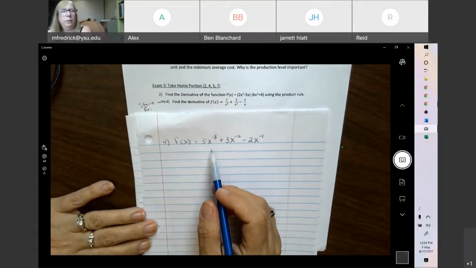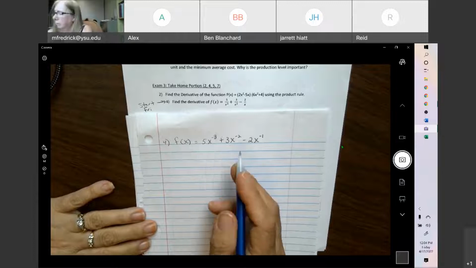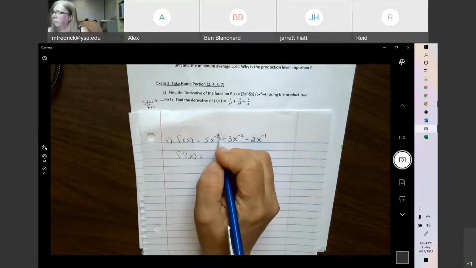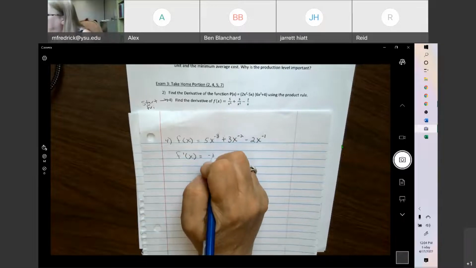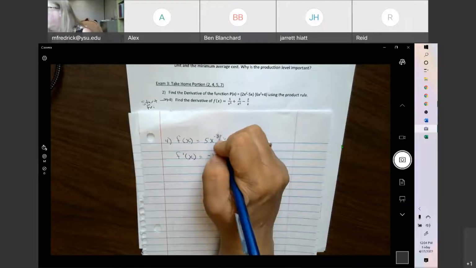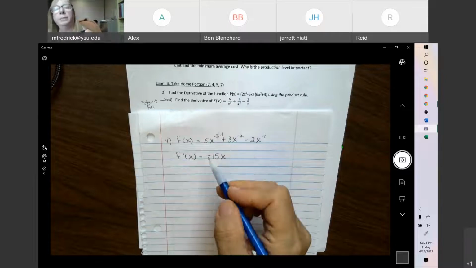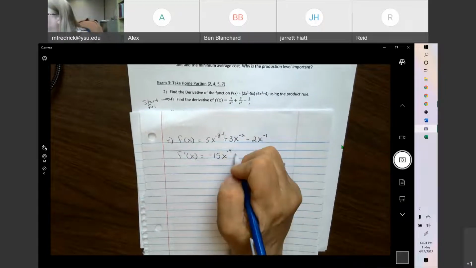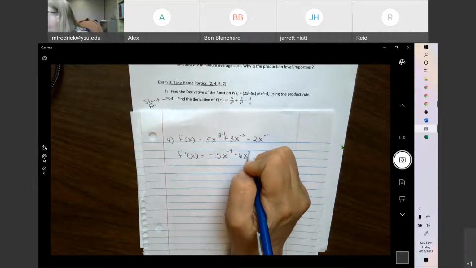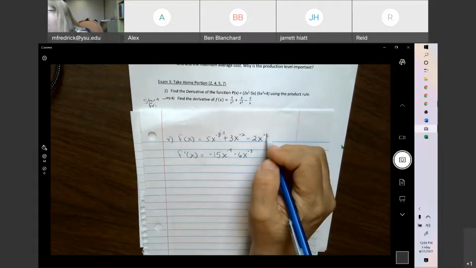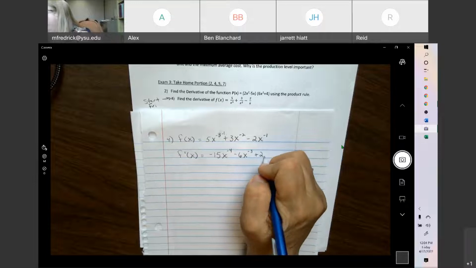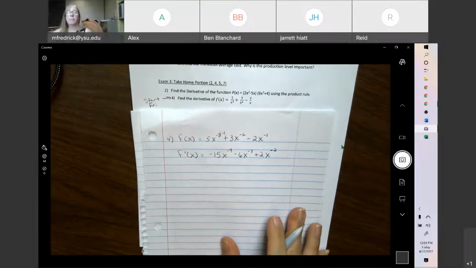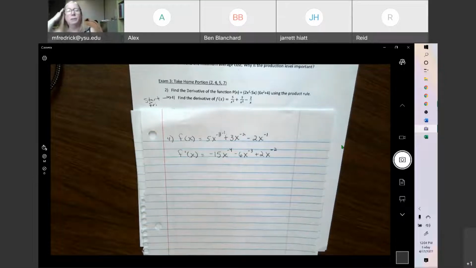Any questions on that part? Negative 15x, and when we subtract 1, they're the same sign, so we're actually adding them. So it's a negative 4 minus 6x to the negative 3. And then negative and negative is a positive 2x to the negative 2. Any questions on the derivative?